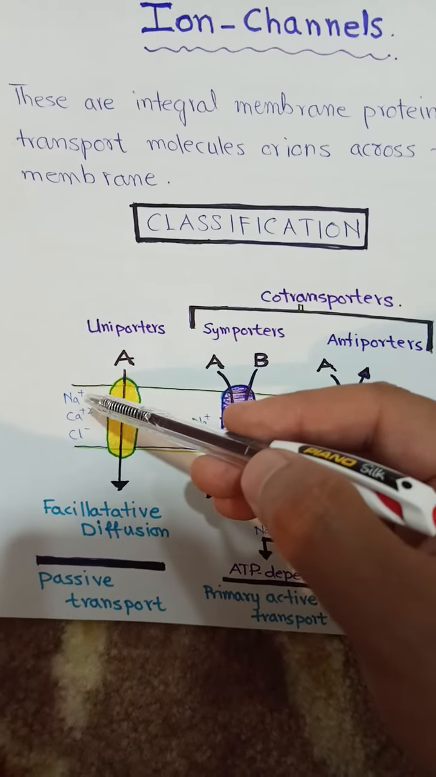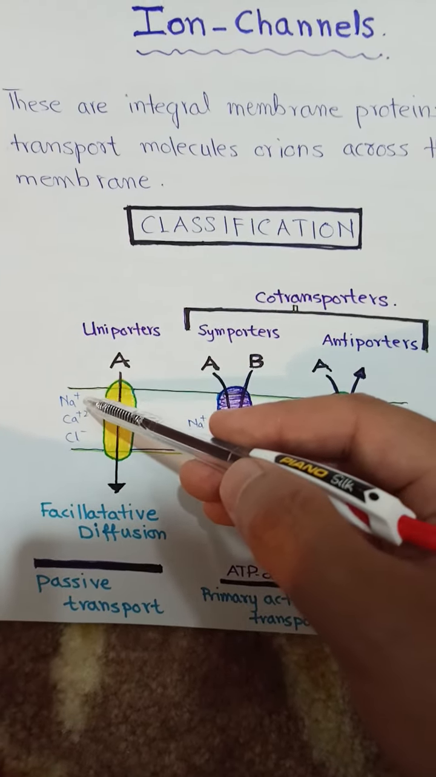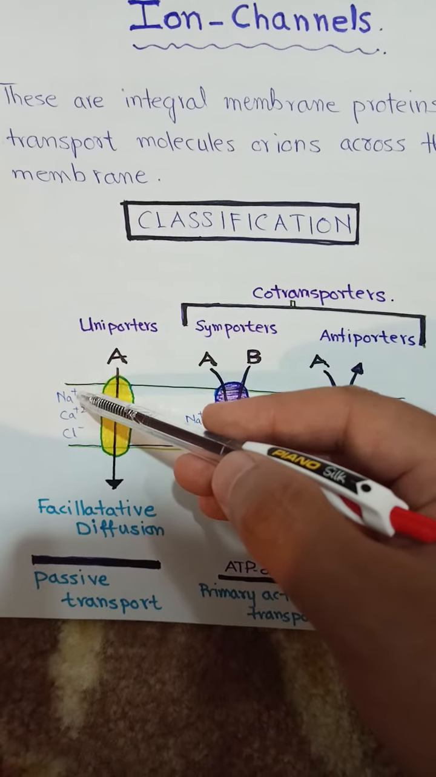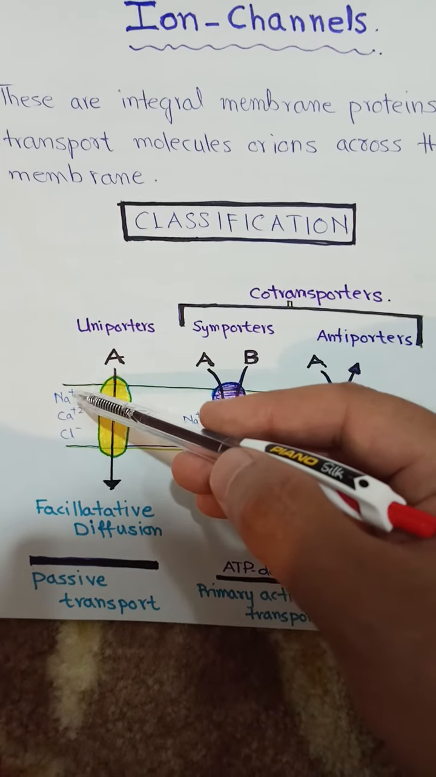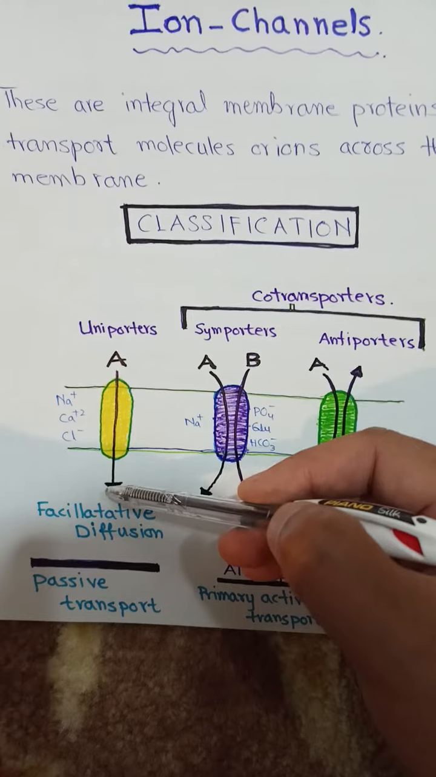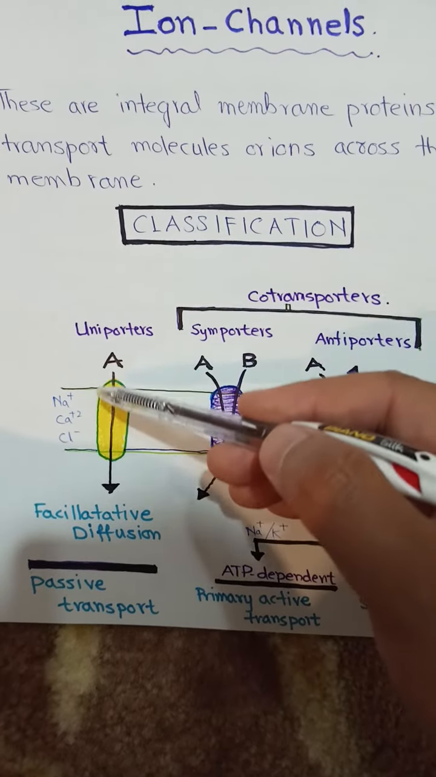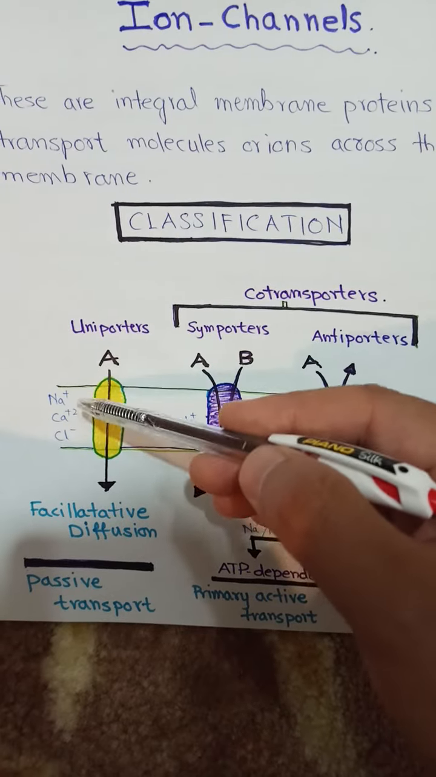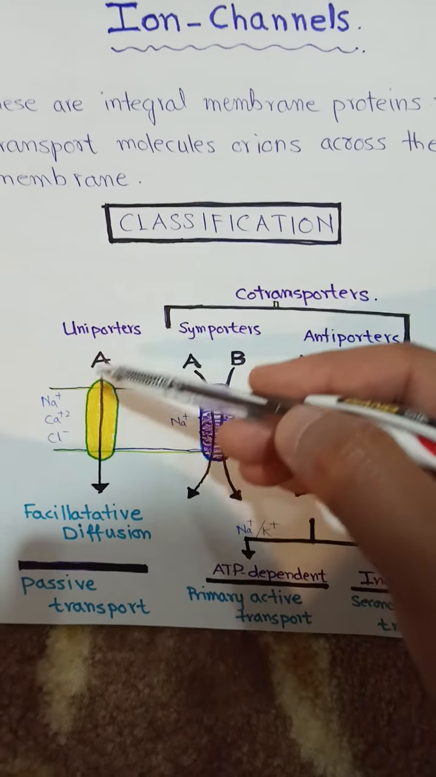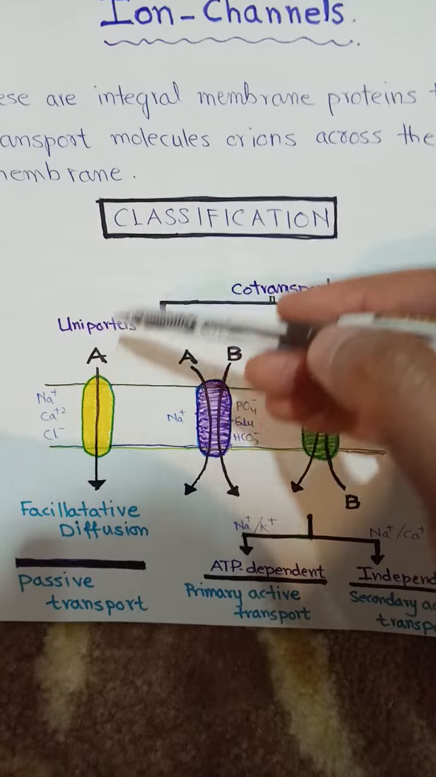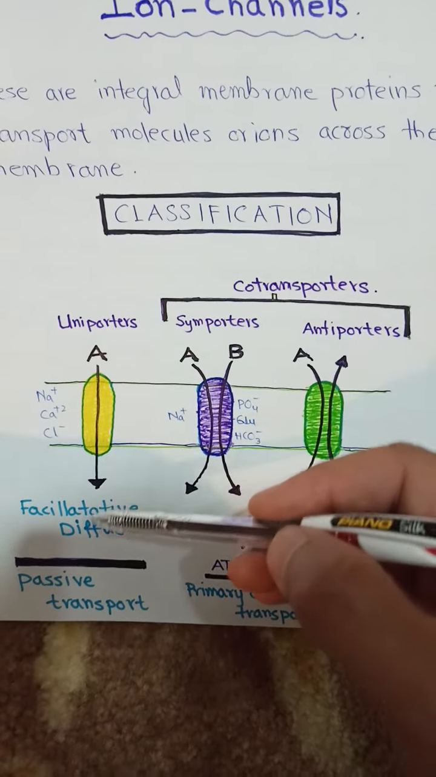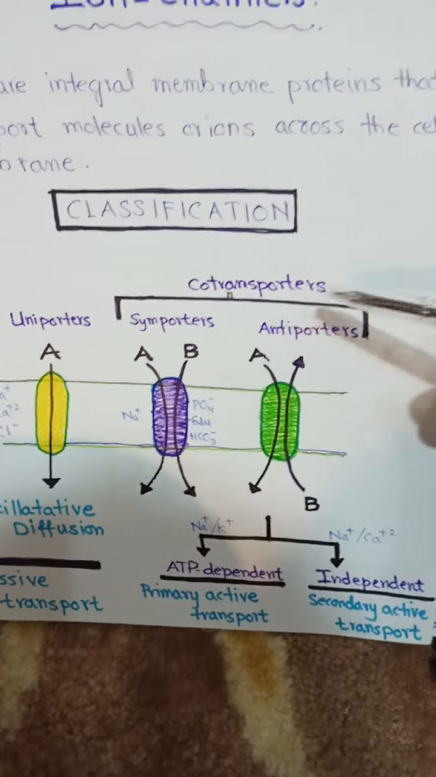The examples are sodium ion channel, which is involved in facilitated diffusion or passive diffusion of sodium ions from higher to lower concentration, calcium ion channels, and chloride ion channels. So these are the different examples of ion channels which are uniporters. Only a single molecule passes from one side to the other side.